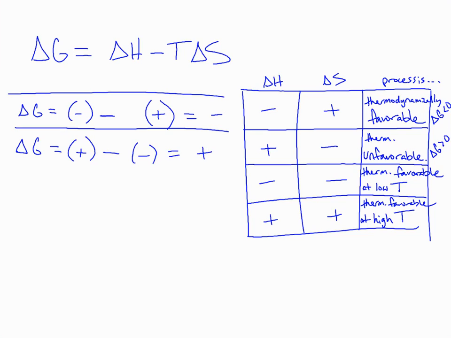Or delta G is greater than 0. And then these two down here, of course, the temperature is going to play a factor, because you need to know which one is bigger. Is the number for the delta H bigger, or is the number for the S bigger? And so those ones require a little more work here. But this is the bottom line. Thermodynamically favorable, delta G is going to be negative. When it's unfavorable, it's going to be positive.